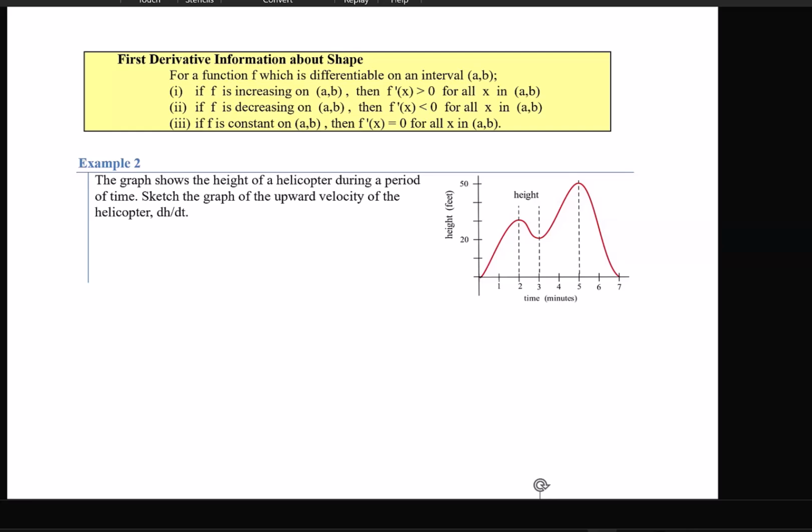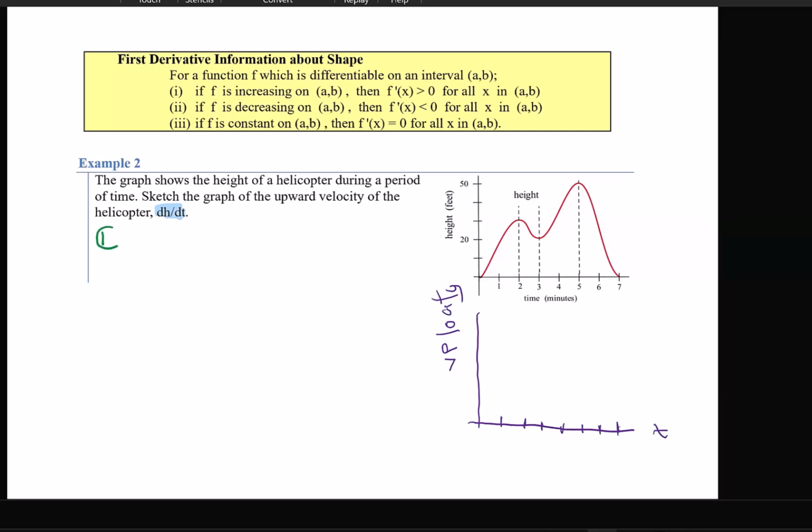Example 1. The graph shows the height of a helicopter during a period of time. Sketch the graph of the upward velocity of the helicopter, which is dH/dt. The first thing I want to do is time versus velocity, because the velocity is going to be the first derivative of the height.